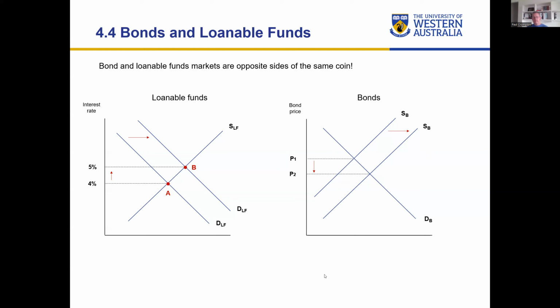Okay, so just keep that in mind. You can use either the market for loanable funds or the market for bonds because they're effectively the same thing, or both of these diagrams to analyze the effect of certain economic shocks or certain economic policy changes that influence bond markets and loanable fund markets.